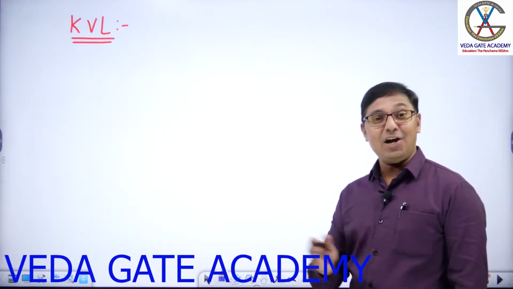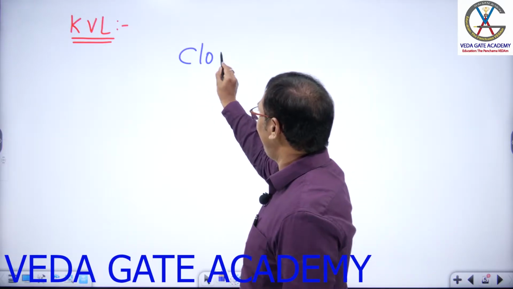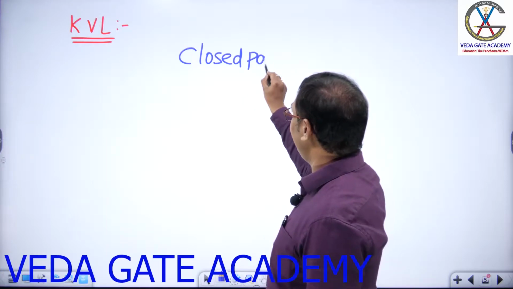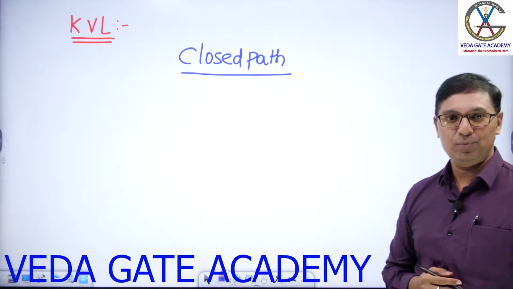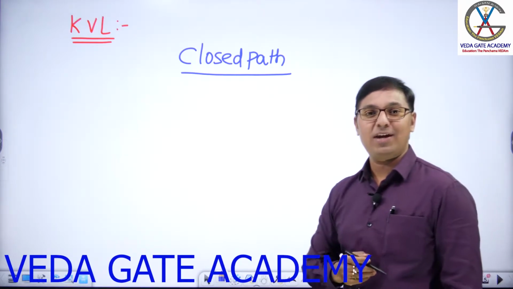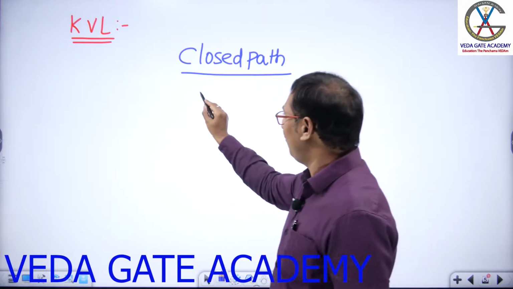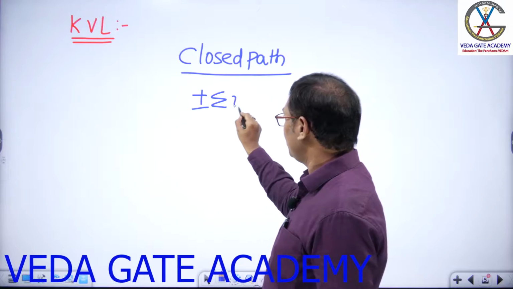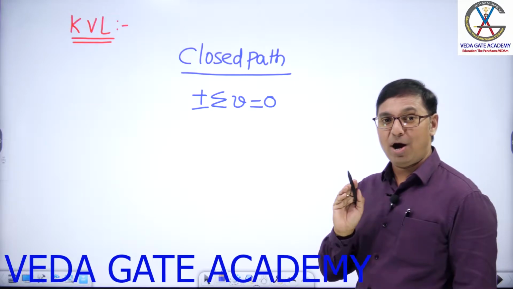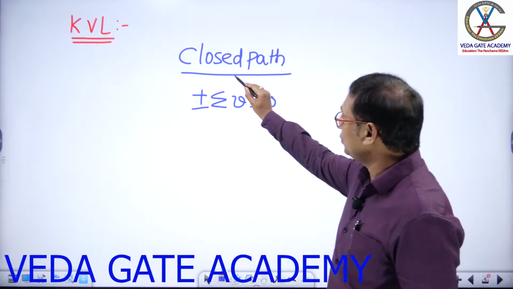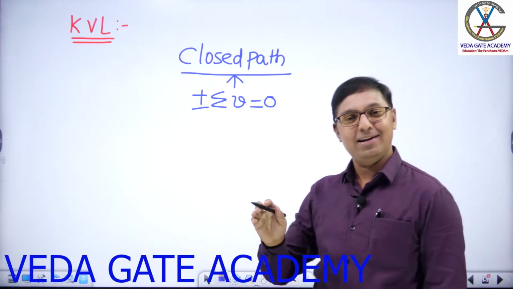What is KVL, sir? Kirchhoff's voltage law. Where is it defined? It is defined in a closed path. The closed path can be a mesh or loop. What is the definition of KVL? The algebraic sum of voltages in a closed path equals 0. I repeat the statement: the algebraic sum of voltages in a closed path equals 0. This is the statement given by KVL.